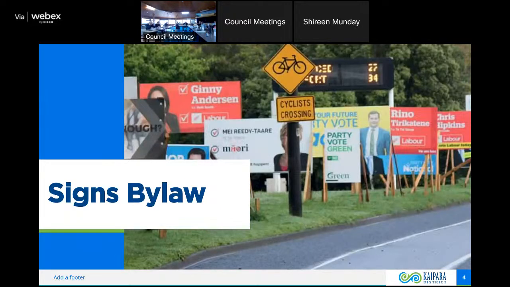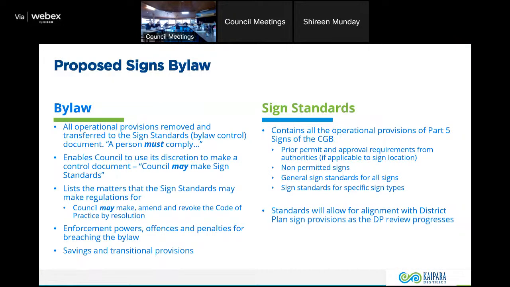I know that we're into time, so we'll move into the proposed sign bylaw. As you can see from the signs bylaw that you had, all of the operational side of things has been taken out. We've used the directive that a person must comply with the sign standards, which would be that control document. It enables council to use its discretion to determine whether you want to make the sign standards or not. It lists the matters that the sign standards make regulations for.